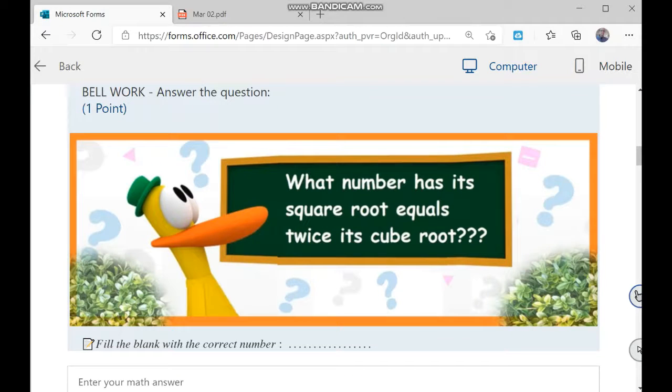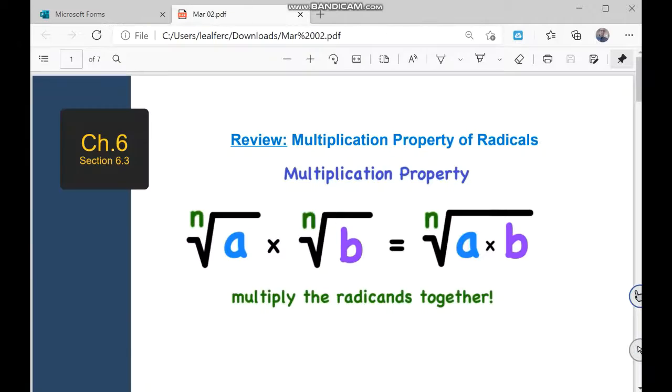Let's talk about today's lesson, which is radicals. We are talking about chapter 6, radical expressions and radical equations. Yesterday we learned how to apply the multiplication property of radicals. Basically, it is this formula. Check this out: nth root of A times nth root of B equals nth root of A times B.